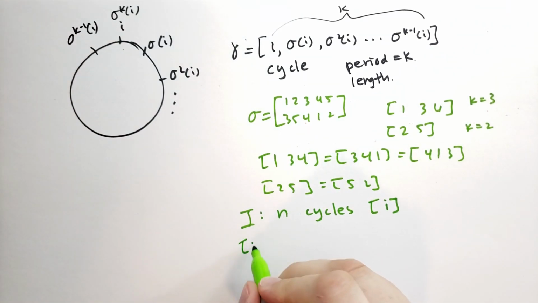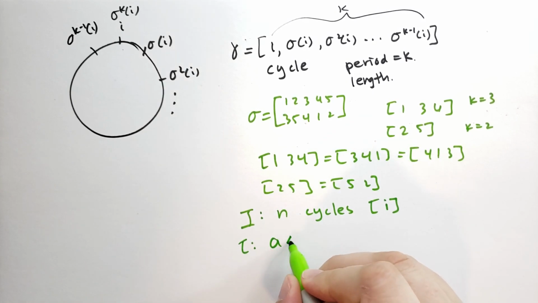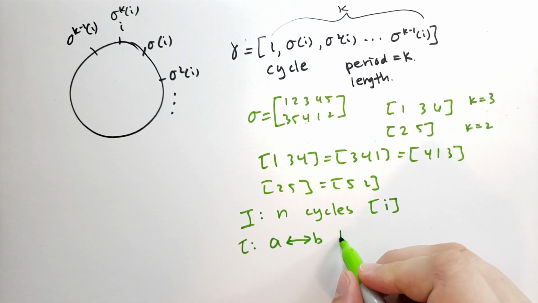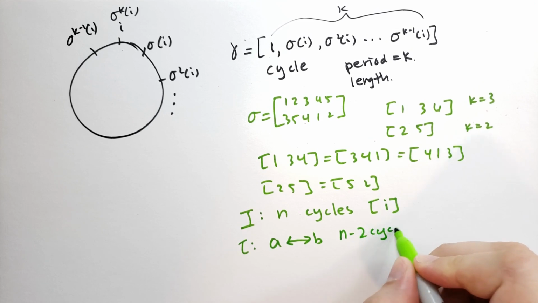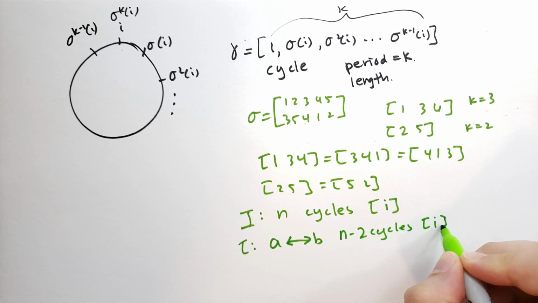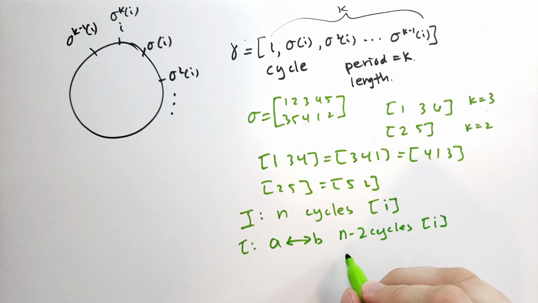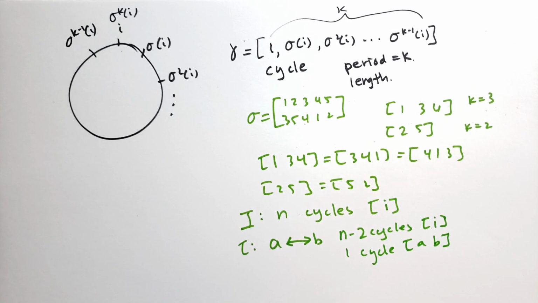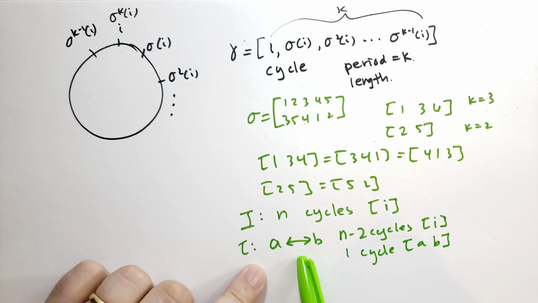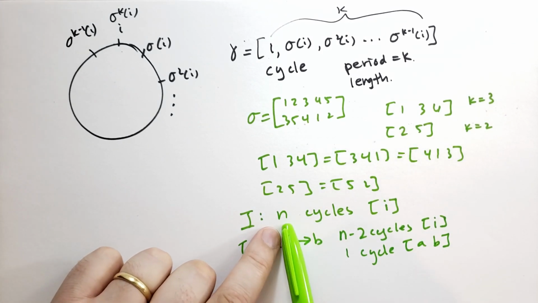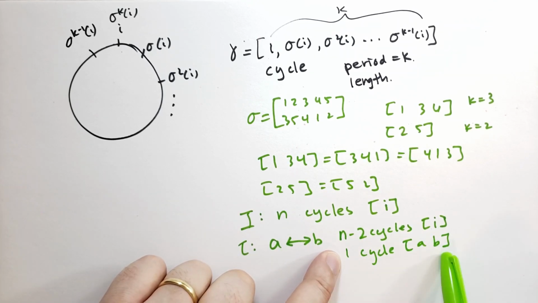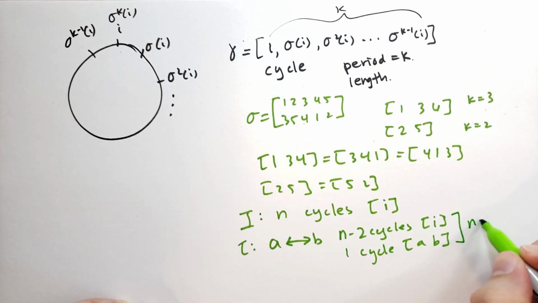What about a transposition, right? Let's say we have a transposition that switches A and B, okay? In this case, you'll have multiple orbits. You're going to have n minus 2 cycles that behave like the identity. It's just I for those. And then you're going to have another cycle, one cycle, that has A and B in it, right? Notice what happened when we introduced a transposition here. The number of cycles from the identity went from n to n minus 2 plus an additional cycle. So this guy has a total of n minus 1 cycles.